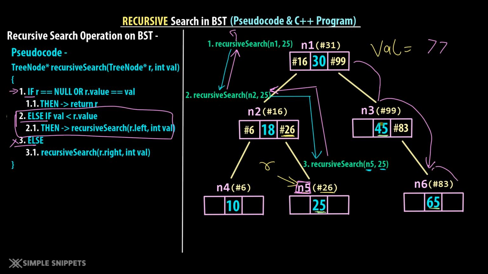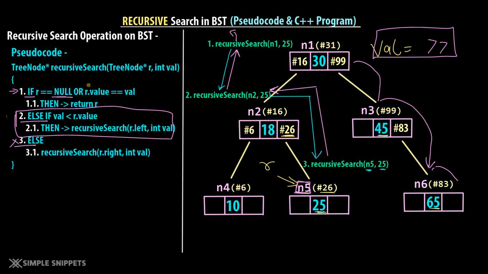Now if you're still confused, what you can do is you can pause the screen, take the value as 77 or any random value which is not there in the binary search tree, and again follow this step-by-step process by dry running this recursive search, and then you'll easily understand when you get the null value. Okay, so this was the pseudocode and working of recursive search operation in a binary search tree.